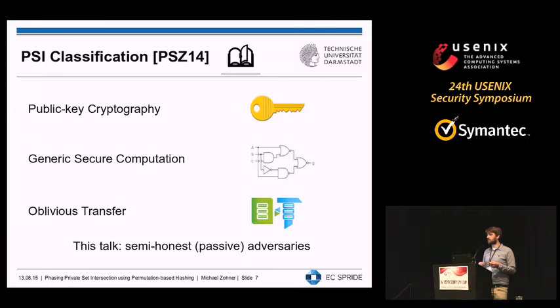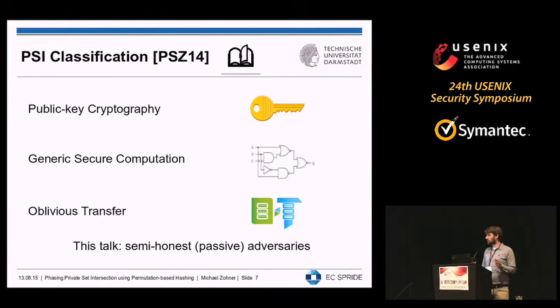In order to counter this problem, several private set intersection protocols have been introduced throughout research. And what we did last year, we had a paper also at USENIX Security last year, where we did a survey on the different technologies that these protocols were built on. So what you would typically use is either public key cryptography, generic secure computation techniques, or Oblivious Transfer.